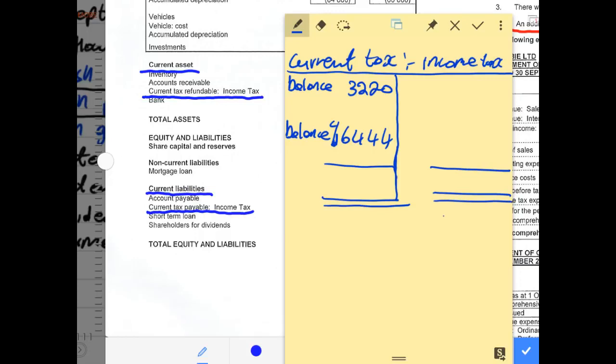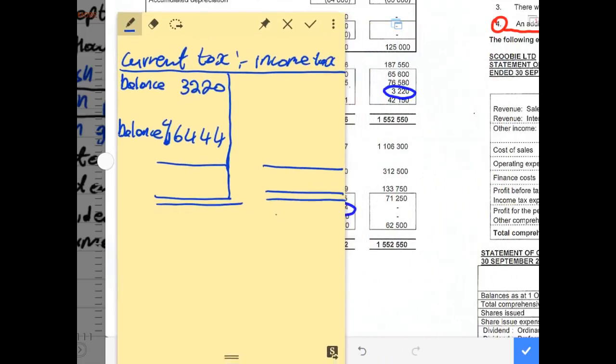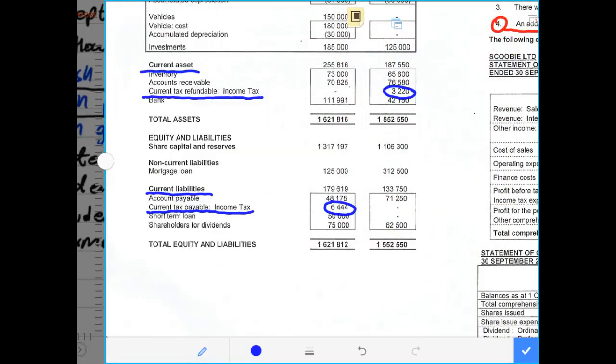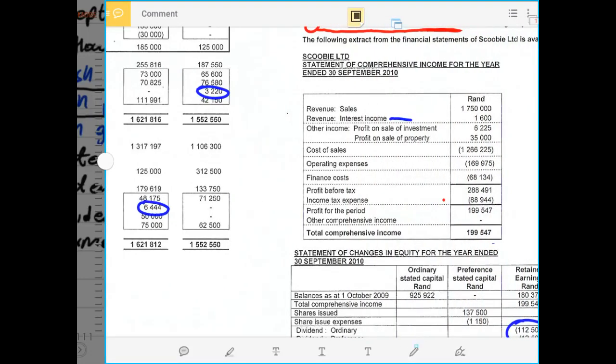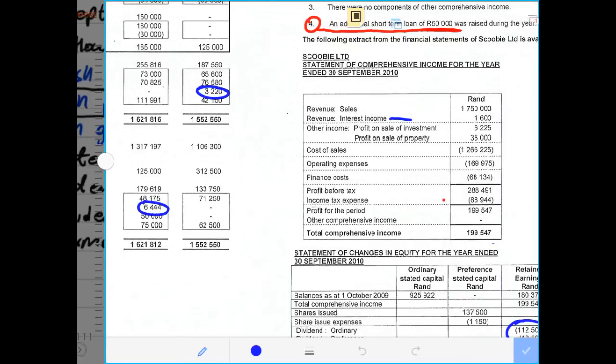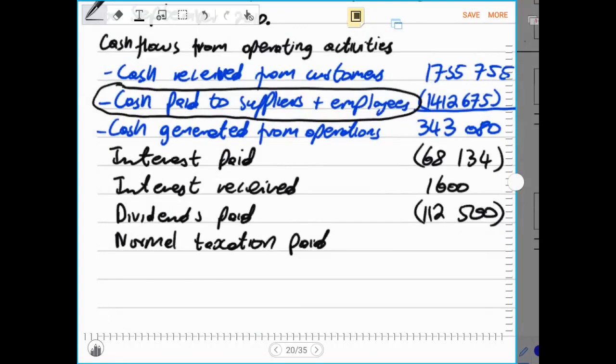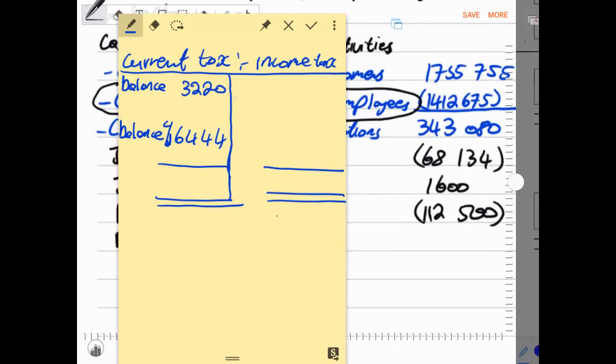Therefore, now we have to record our tax expense for the current year. Our tax expense for the current year is what we were liable to pay to SARS by the end of the current year. And the tax for the current year will be in the income statement. And in the income statement, there was income tax expense, which is 88,944. The income tax will be recorded on the credit side of the ledger account. It will be taxation expense.